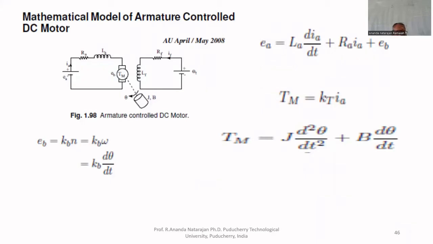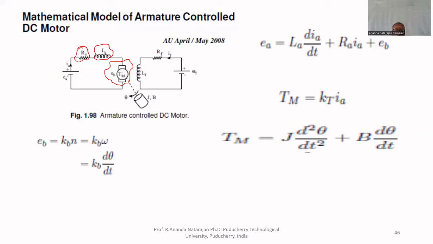Mathematical model of armature controlled DC motor. Armature controlled DC motor. This is the armature. But the armature resistance and inductance are mentioned here.